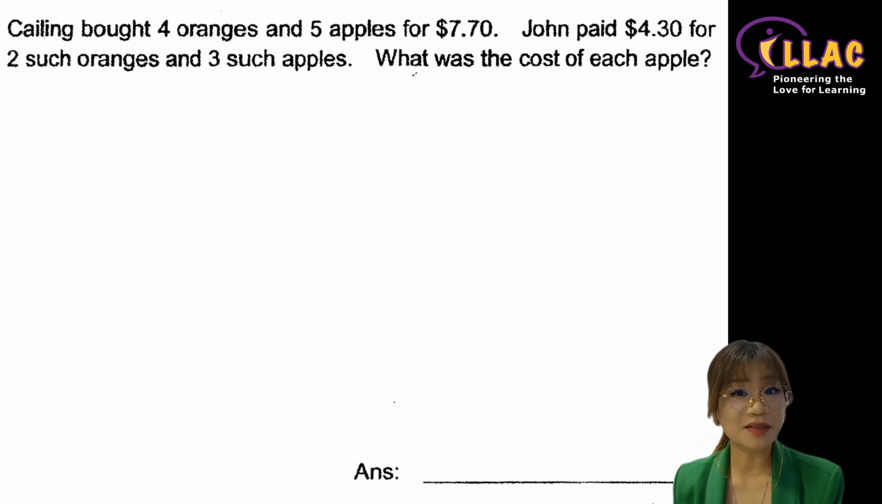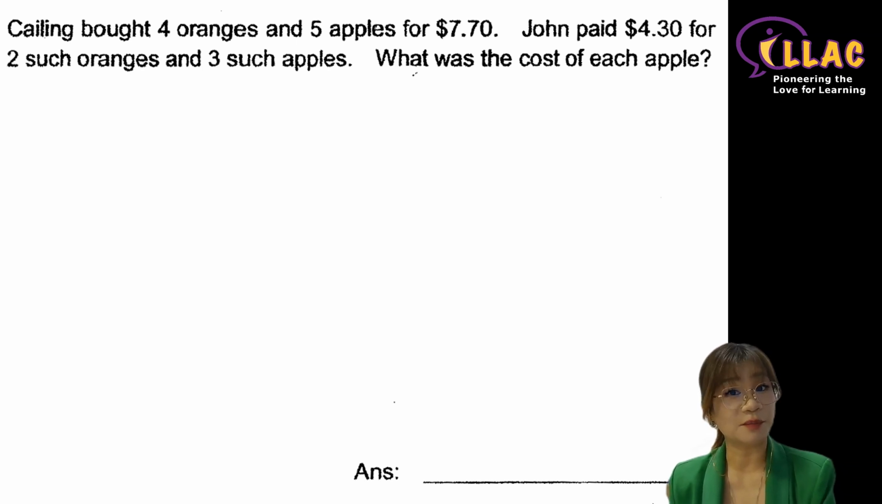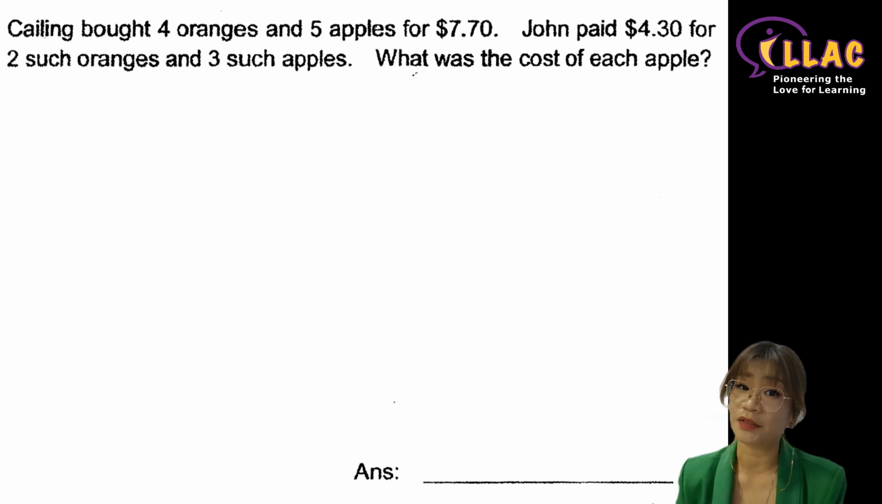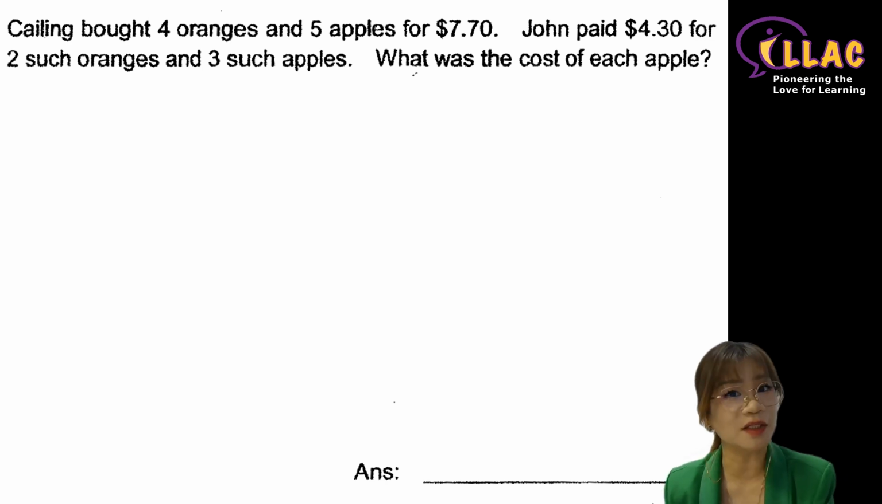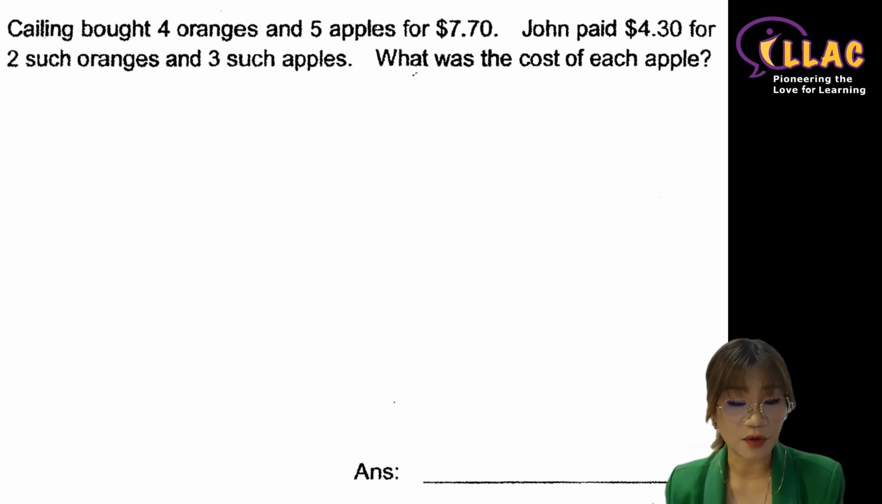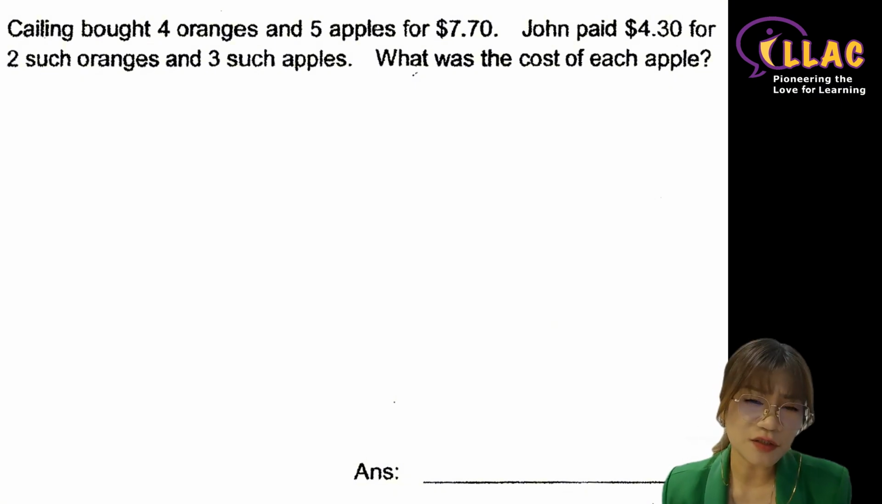This is another commonly tested math question. Sometimes it appears in P3 papers, sometimes it appears in P4 papers, sometimes it might appear in P5 papers even. In this situation, Cai Ling bought 4 oranges and 5 apples for $7.70. John paid $4.30 for the same 2 oranges and 3 such apples. What is the cost of each apple?